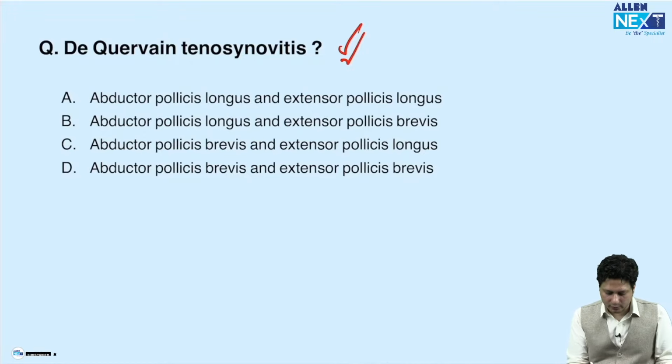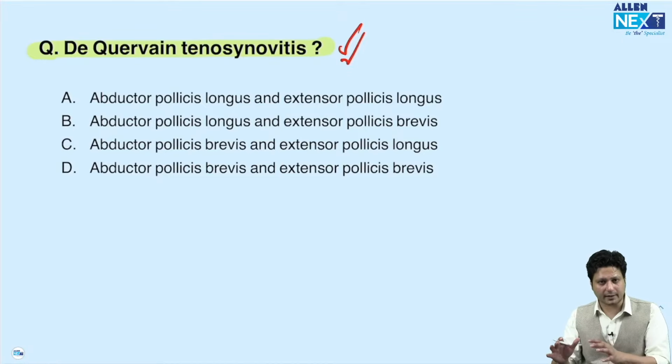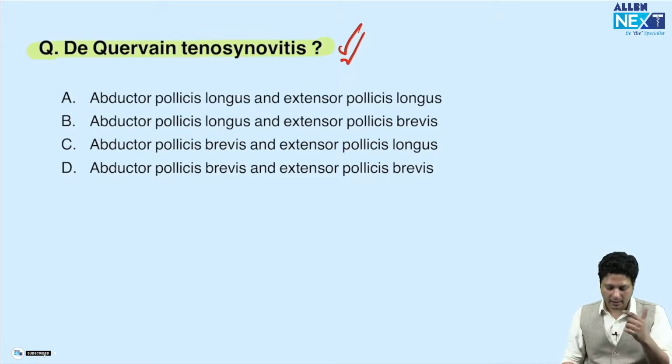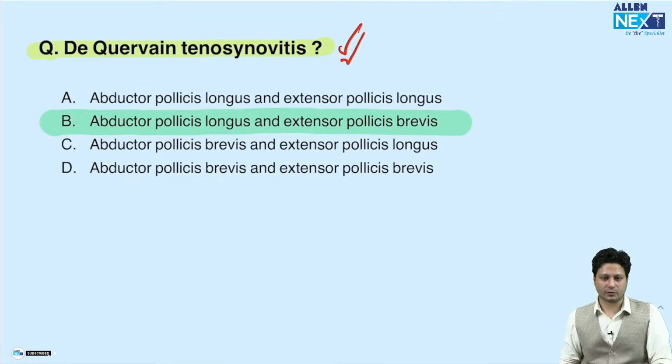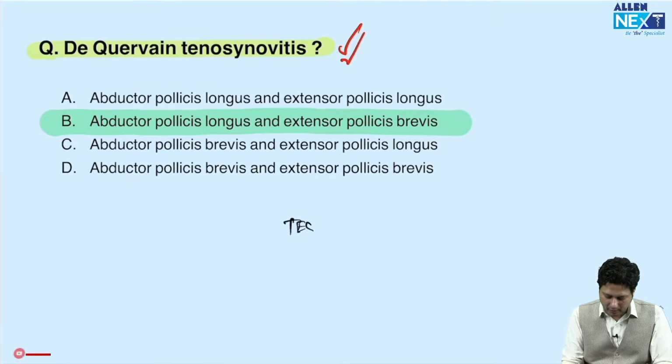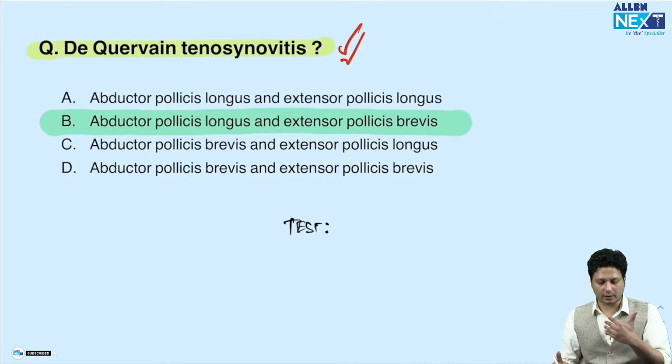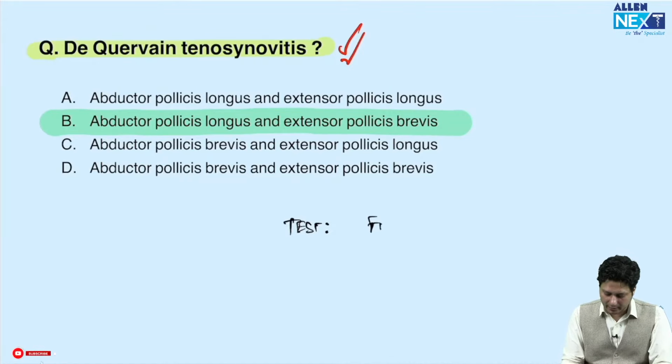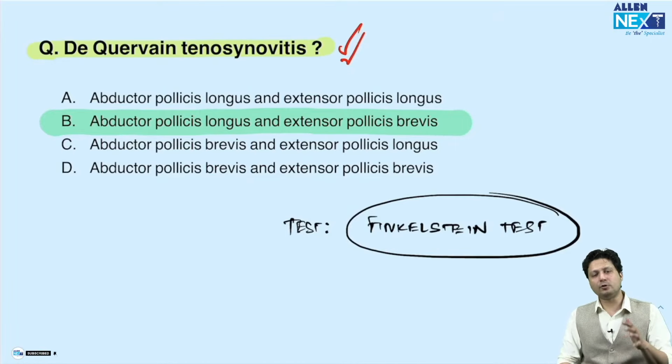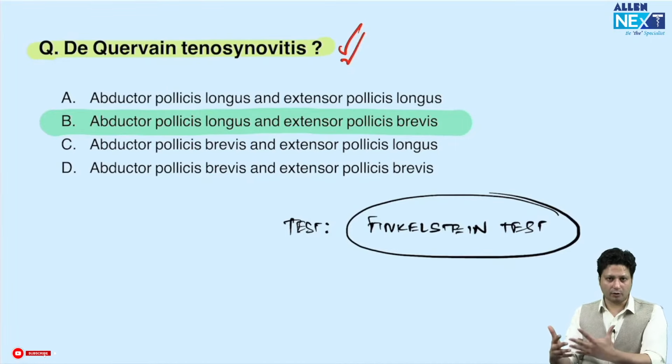Alright, so de Quervain's tenosynovitis is the question. And the two tendons which are observed to be affected, which are observed to be compressed under this, are abductor pollicis longus and extensor pollicis brevis. So that is the correct answer for this question. As far as the name of the test to demonstrate this de Quervain's tenosynovitis is, it is Finkelstein test. And you know, Finkelstein is a provocative test. I mean, when you perform this test on a patient, be careful. You have to ask the patient whether she is going to bear the pain out of it or not. Otherwise, she is going to curse you.